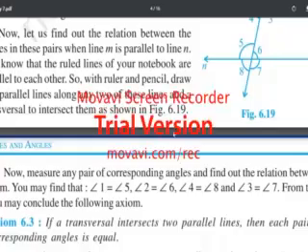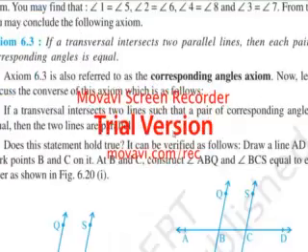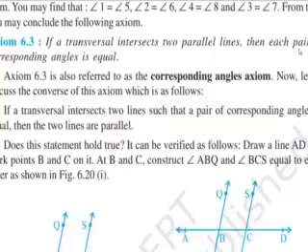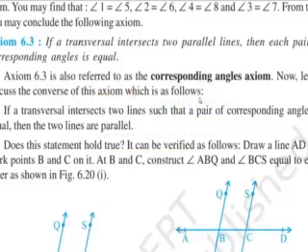You can conclude the following axiom. Here is one axiom given: if a transversal line intersects two parallel lines, then each pair of corresponding angles is equal. This is an axiom. Axiom means universal truth. Axiom 6.3 is also referred to as the corresponding angles axiom. Now let us discuss the converse of this axiom, which is as follows. Converse means just opposite, you can say.